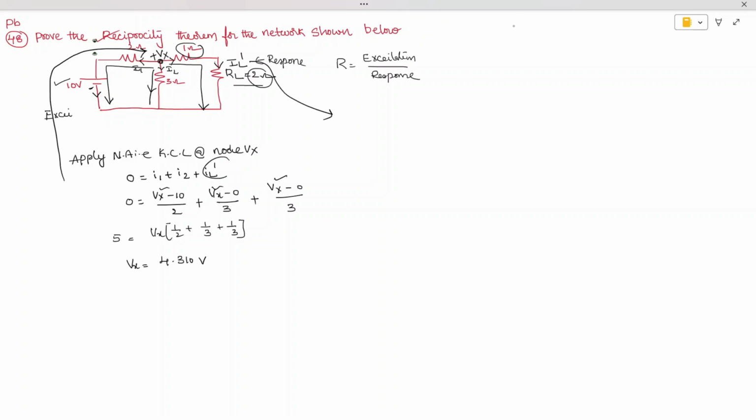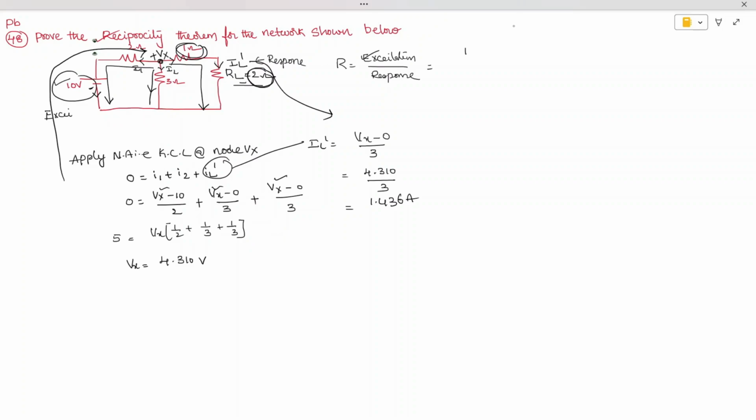Okay. So now we require IL dash. How to write down this IL dash? Already we have written IL dash is equal to, so what is the current in this branch? I mean current in 2 ohm and current in 1 ohm, both are same. So IL dash is equal to Vx minus 0 divided by 3. So what is the value of Vx? 4.310 by 3. When you do with your calculator, you'll be getting it as 1.436 amperes.